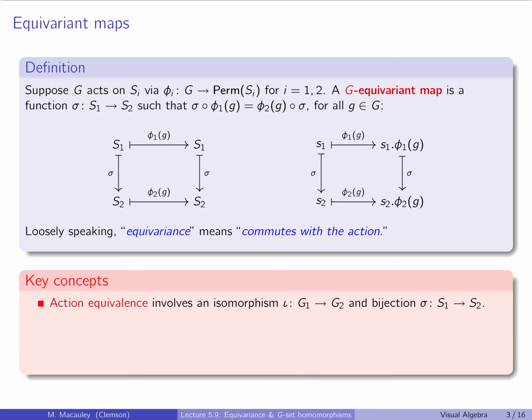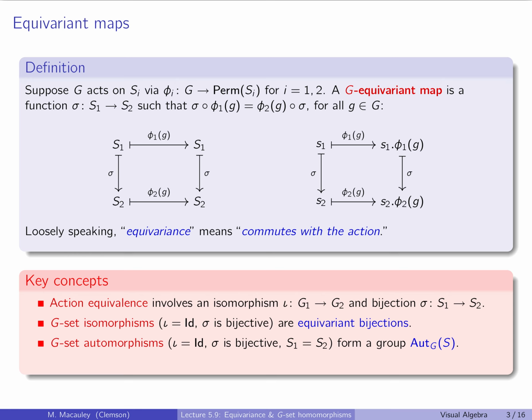Here are four key concepts. The first two of these are old, and the last two are new, and it's worth comparing and contrasting them. Action equivalence involves an isomorphism between two groups and a bijection between the sets. G-set isomorphisms arise when that isomorphism is the identity map and sigma is bijective. Sometimes these are called equivariant bijections, especially within combinatorics.